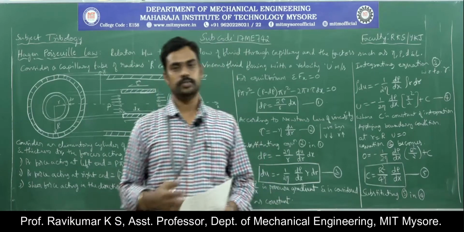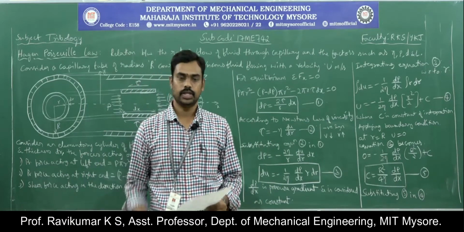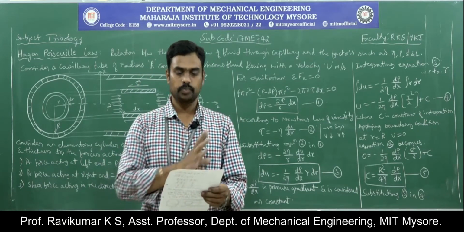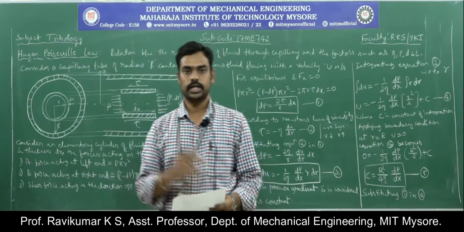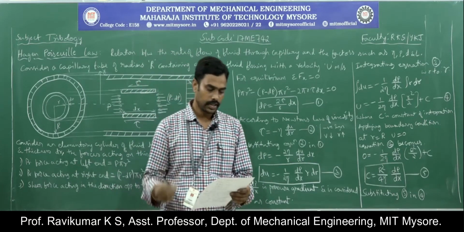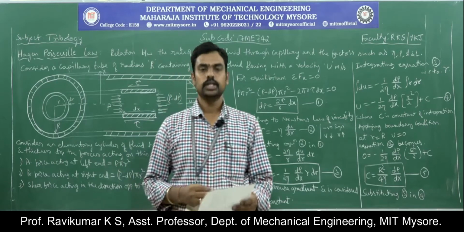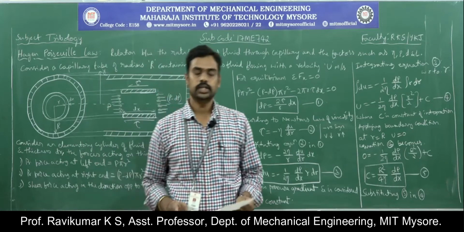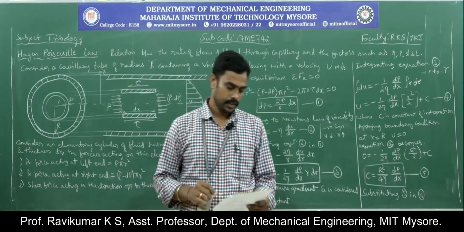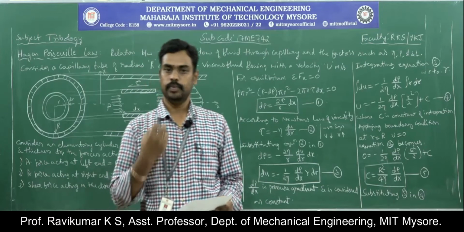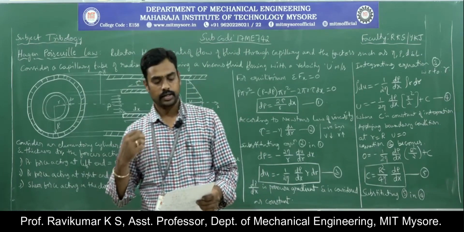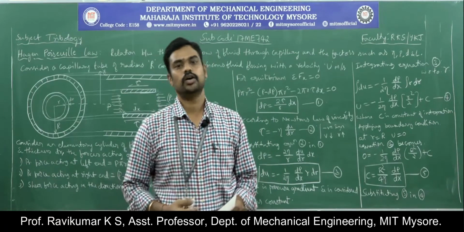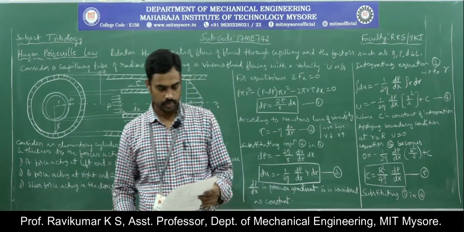So here we have certain assumptions, because any derivation will start with assumptions. The first assumption of this law is that the flow is considered to be laminar and steady. Then second, the viscosity of the fluid is assumed to be constant. Then the fluid is assumed to be incompressible, and the fluid used here obeys Newton's law of viscosity. There is one more assumption.